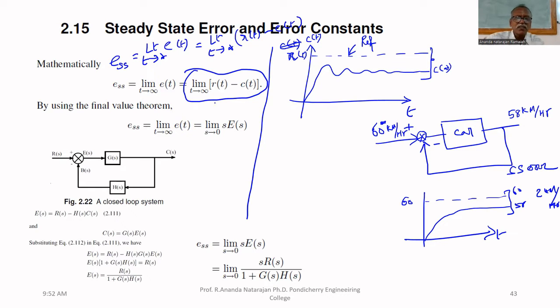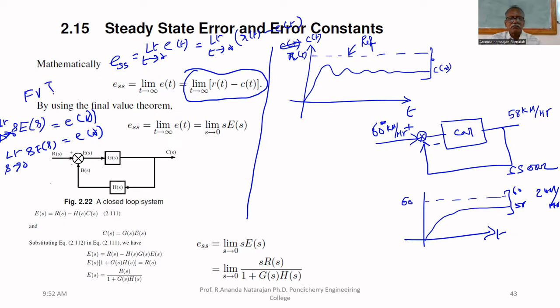If you apply the final value theorem, suppose you know E of S. Let us assume that I know E of S. If I know E of S, how to find E of infinity? We have to multiply this by S and take limit S tends to 0. S E of S equals E of infinity. That is by using the final value theorem. The final value theorem says that f of infinity equals limit S tends to 0, S F of S.